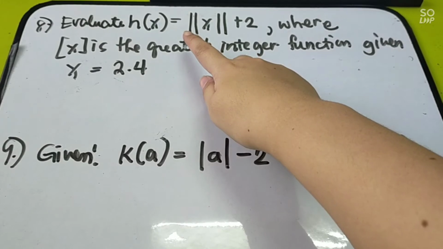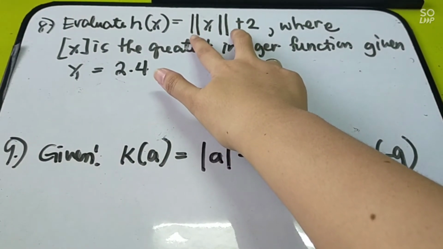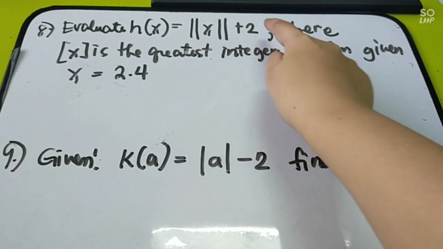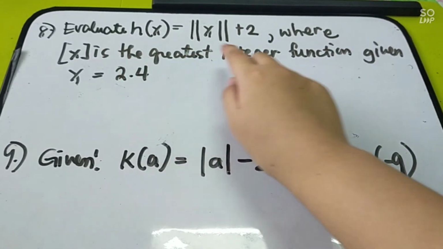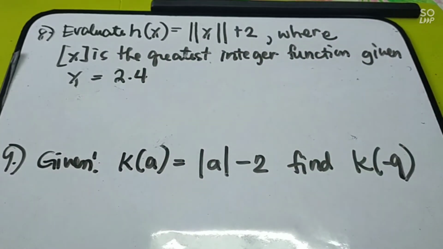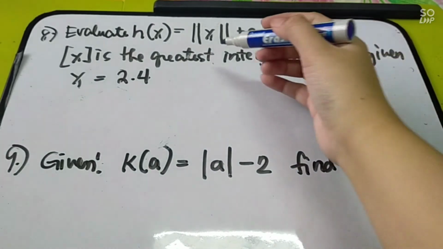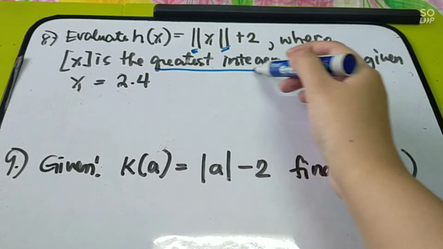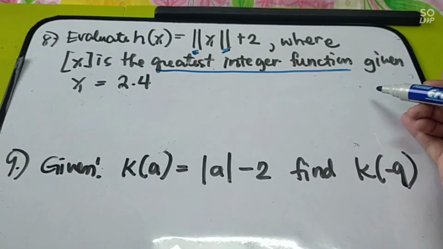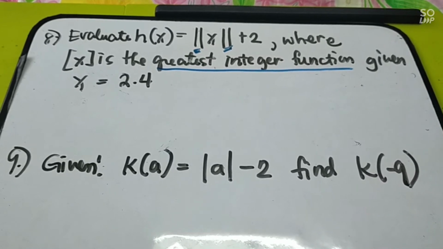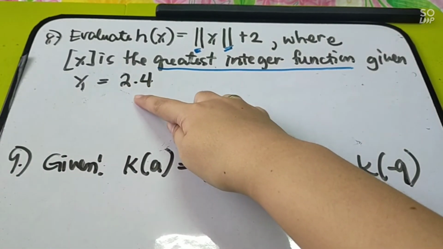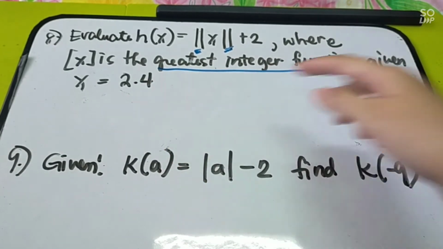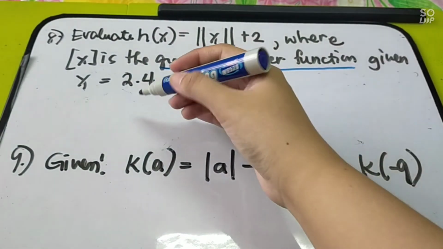Number 8. Evaluate h of x. Etong dalawang absolute value dyan, ang base sa kanya ay greatest integer function. So, we have the greatest integer function of x plus 2 where x is 2.4. So, kapag kayo'y nakakita ng dalawang ganyan, dalawang absolute value, ang tawag sa kanya ay greatest integer function. Yun yung tawag sa function na yan. Is it clear? So, meaning, yung given x mo, hahanapin mo yung pinakamalapit na integer doon sa given x mo. Yan lang yan.